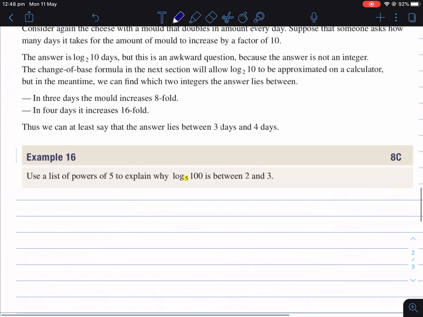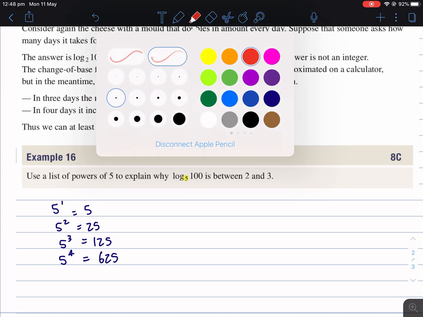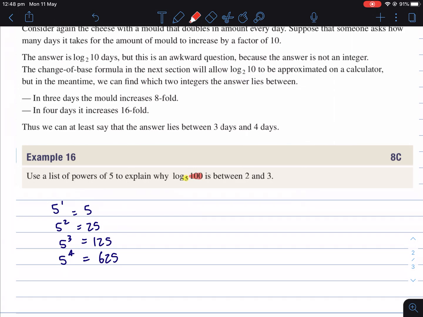So 5 to the 1 is 5, 5 to the 2, 25, 5 to the 3, 125, 5 to the 4, 625. We wanted an answer of 100. So it's between 25 and 125. So 5 to the 2 equals 25. 5 to the 3 equals 125.